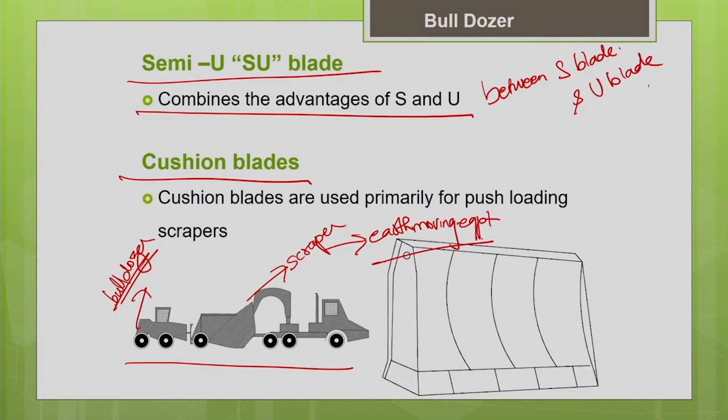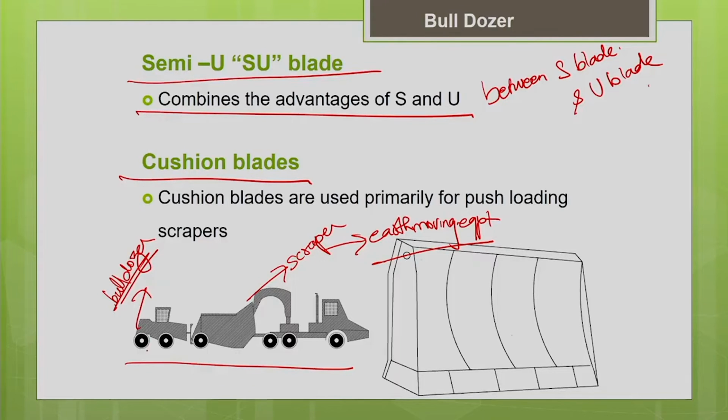This scraper has a bowl and a cutting edge. The scraper will cut the earth and fill the bowl. That is called the loading operation. During the loading operation, I have to supplement the power of the scraper with the help of a pusher. This pusher is nothing but your bulldozer. So this bulldozer will supplement the loading power of the scraper, thereby enhancing the productivity of your scraper. Only during the loading operation do I need the help of the bulldozer. For those bulldozers, I am not going to use a blade for earth moving operation. I need a blade just for pushing the machines. That blade is called the cushion blade, C blade.